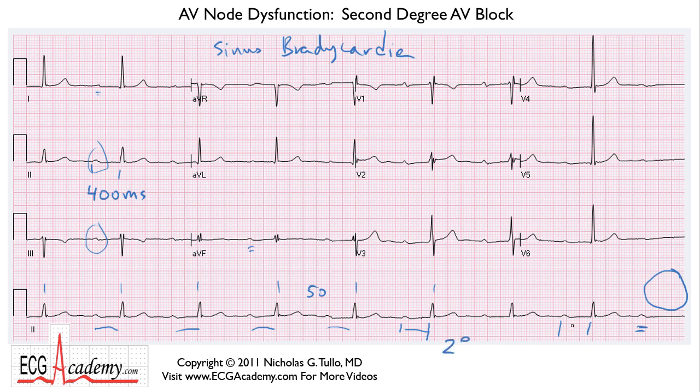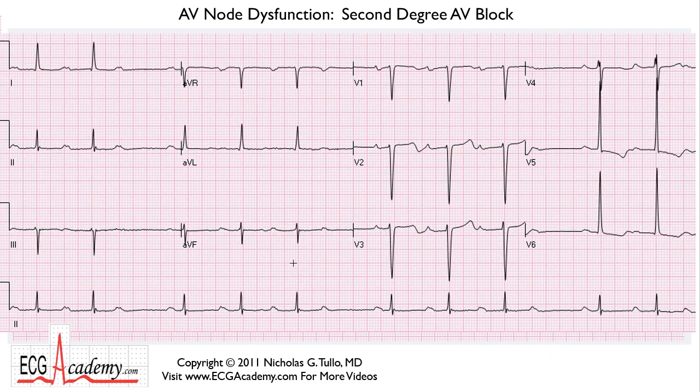Now, the fact that the PR is getting longer tells you that delay is most likely occurring in the AV node. And with prolongation of the PR interval, that allows you to make the diagnosis of type 1. With type 1, what happens is the PR gets longer and longer before the beat finally blocks. Let me give you a more typical example of type 1 second degree AV block.